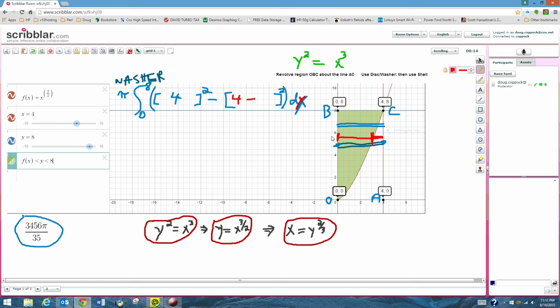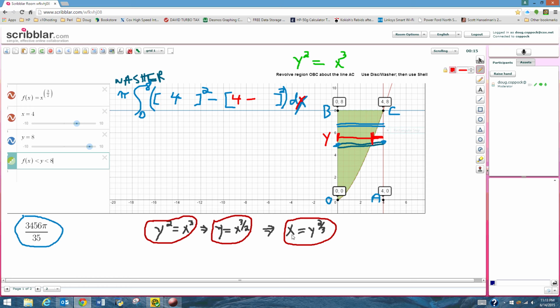Well, remember this horizontal line, the y-coordinate here is some number between 0 and 8. And to find this distance, it's going to be a horizontal distance, or something x equals in terms of y. For every y along here, the distance from here over to here is something that we did to the y value. And this is it right here.